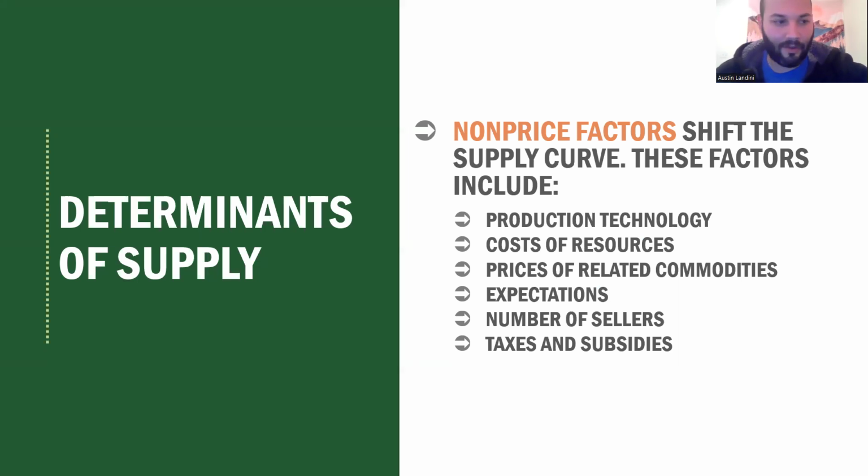Number of sellers, if we have more sellers in the market, remember we're just adding up the number each is willing to sell to get to the market supply. So if we have more sellers, more people selling, that's going to be a higher supply. And finally, we've got some taxes and subsidies, and we will actually see the impact of tax and subsidy in our next module, our final module, which is included on midterm 1. All right, so these are all things that suppliers care about when they're producing.